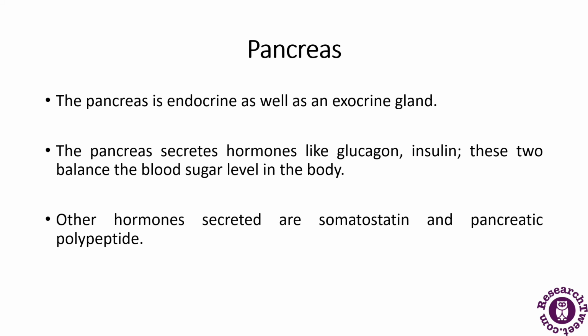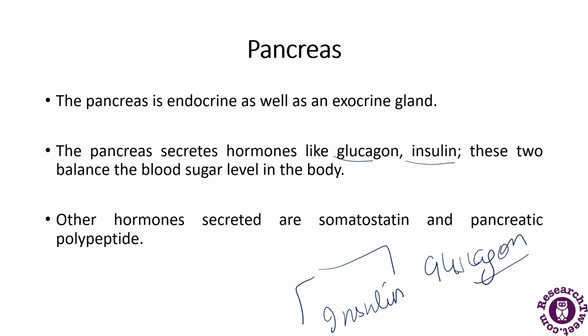Next comes the pancreas. This organ is part of both your digestive system as well as the endocrine system. It makes the digestive enzymes that break down the food. It also makes two hormones, and what are these two hormones? The insulin and glucagon.